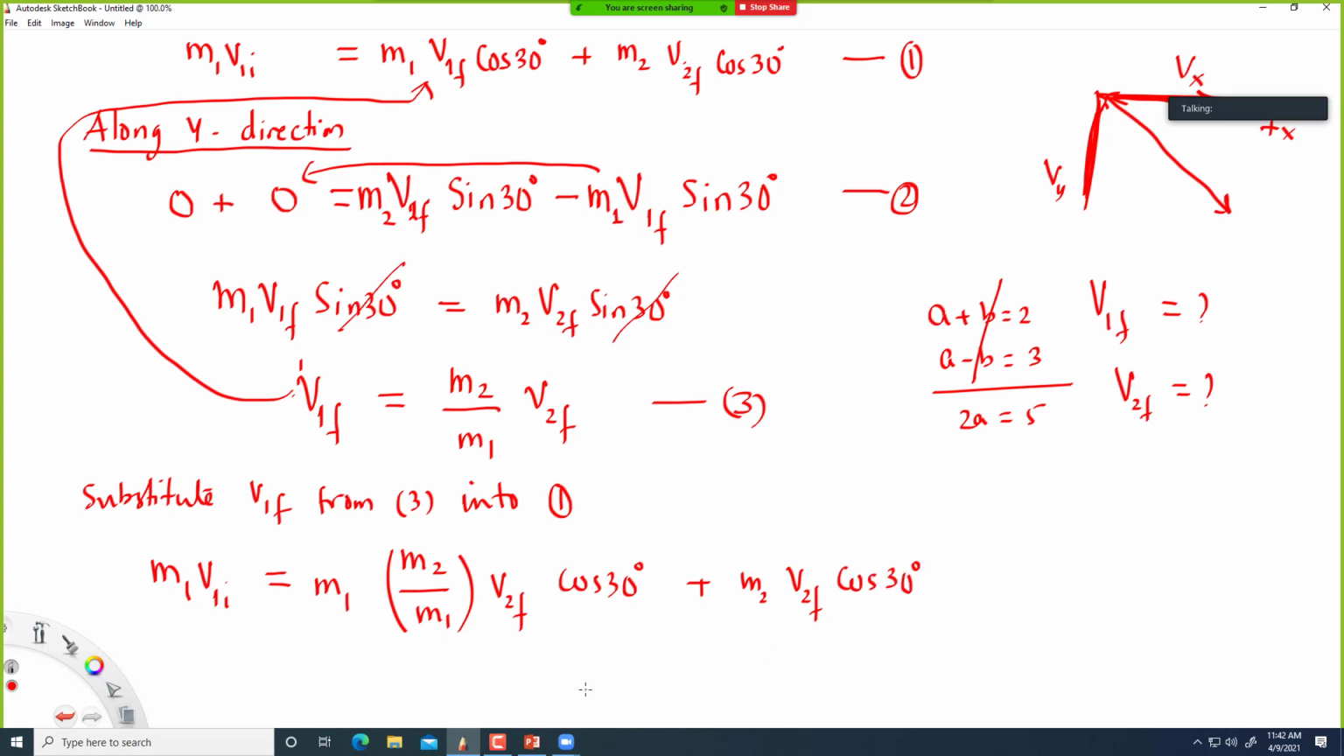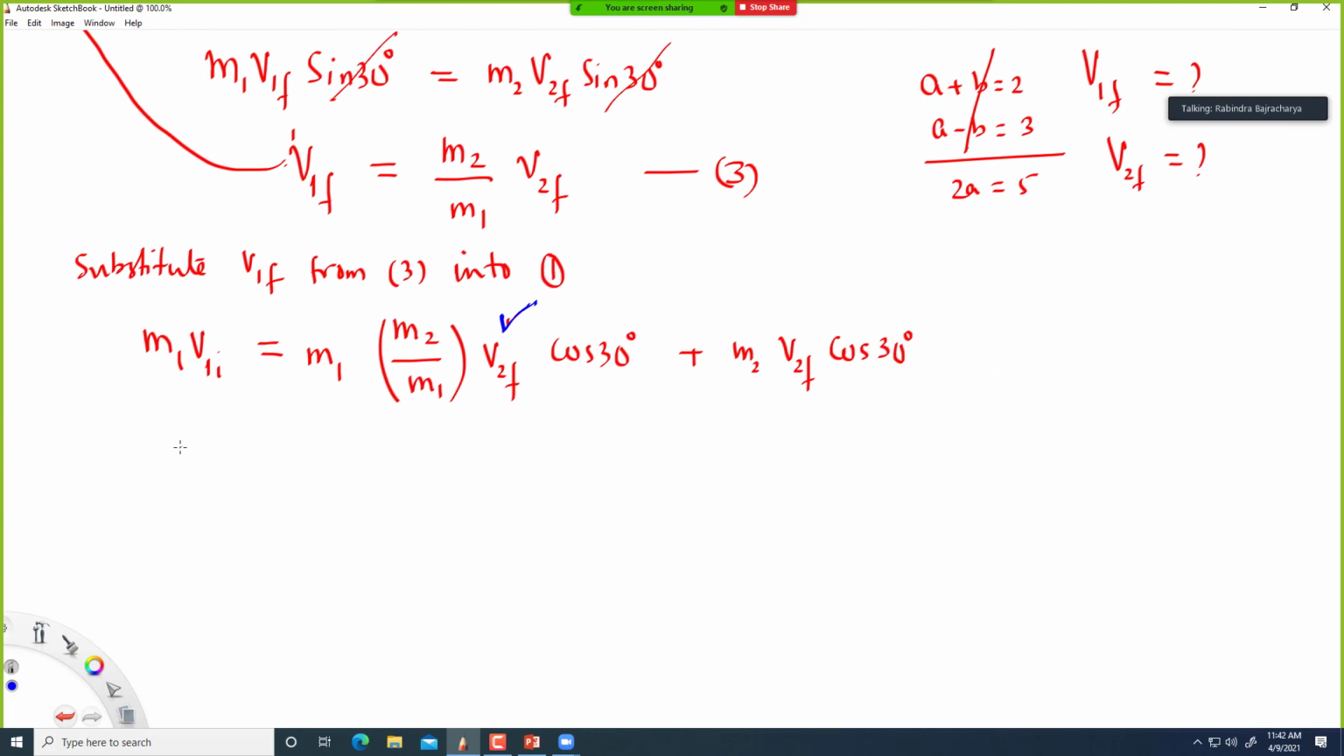Okay. So now in this equation we know everything except this quantity. So this is what we want to find. Masses are given, initial velocity is given, cosine 30 degrees is known. So you want to somehow write this equation in terms of V2F.